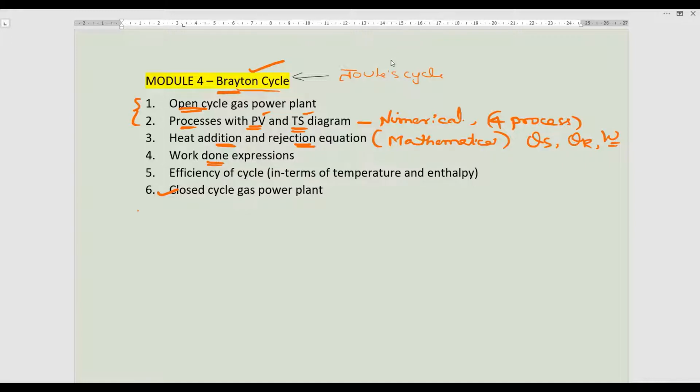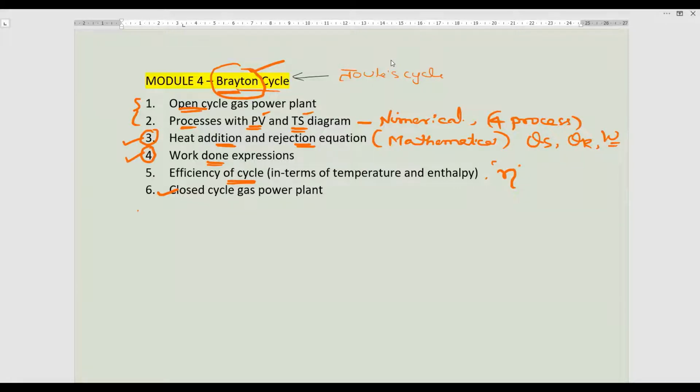And also work done expressions. Then we will write an expression for efficiency of the Brayton cycle, that is eta, efficiency, using the point number 3 and point number 4 processes. Using heat addition, heat rejection, and work done expressions, we will write the efficiency of the Brayton cycle.